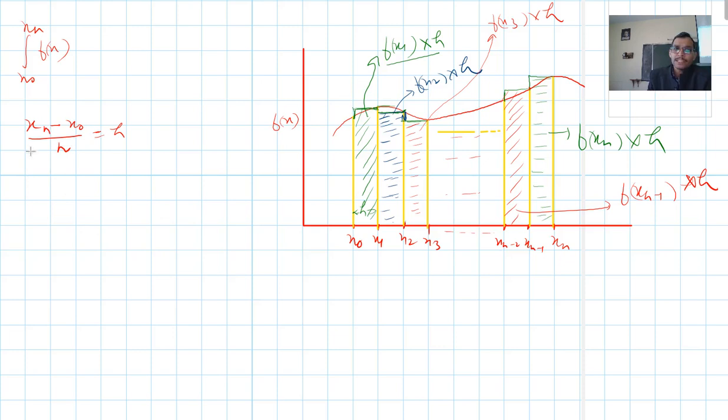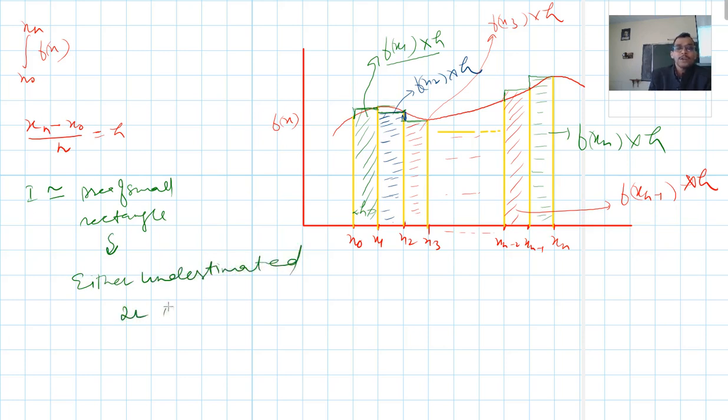Okay. So this integral is nearly equal to the area of these small rectangles, and this area is either underestimated or overestimated. There are two possibilities, either underestimated or overestimated. So that means this is nearly the value. And what we can do is improve the result by increasing the number of rectangles, right?